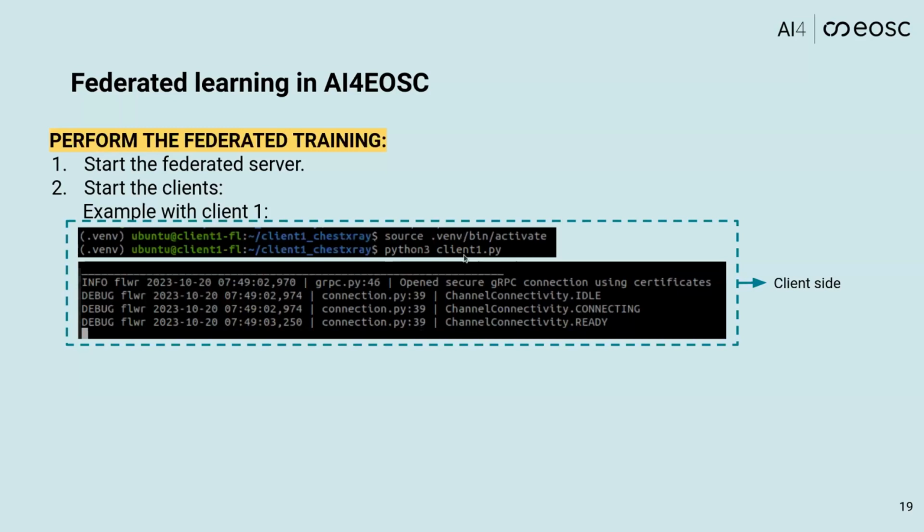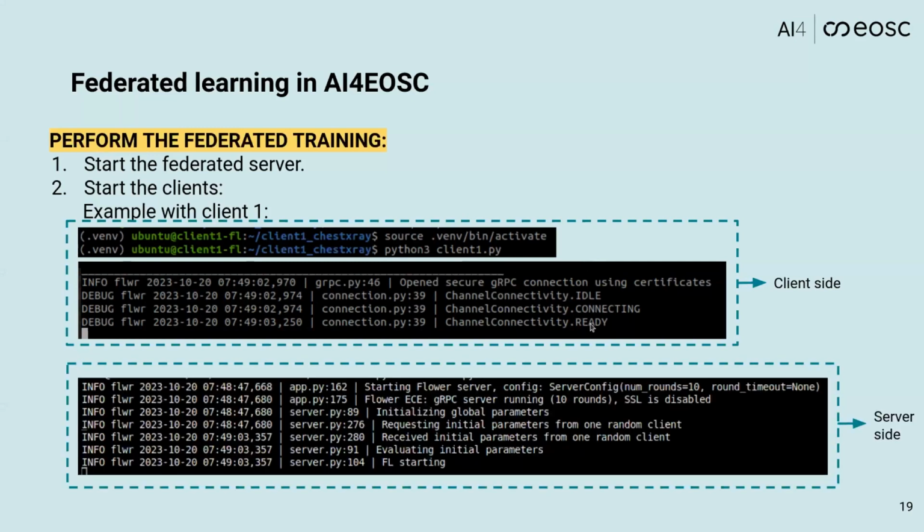Following the Flower guidelines, we have created a class called client number 1, for example, in which we have introduced the different functions for training this federated client, using the NumPy client of the Flower library. So we just connect this first client. We can see the connection is ready. This is from the client side, and from the server side, which is deployed in the AI4Use platform, we will receive this message, which we are all used to, that the federated learning process is starting.